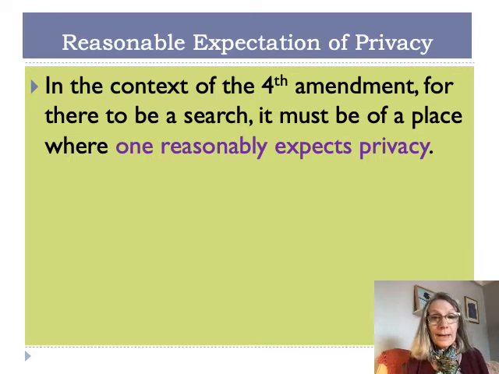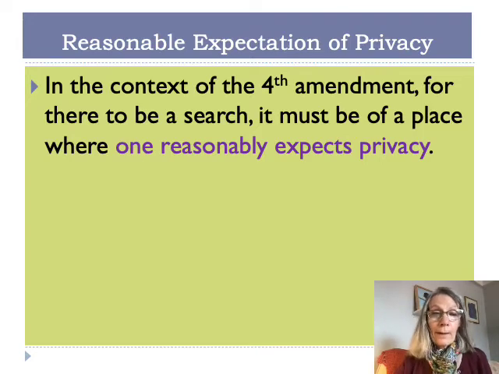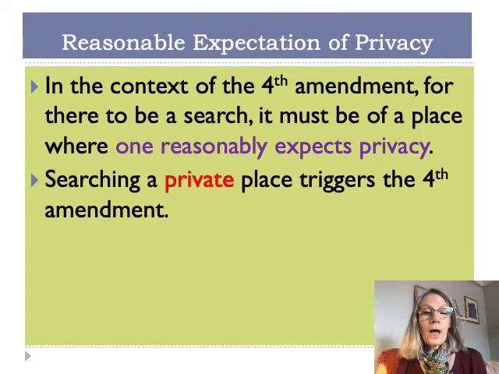And we're going to use some examples in a second to try to figure out what is a place being searched where one has a reasonable expectation of privacy. It's the Supreme Court that tells us, when some area is being searched, you know what, there is a reasonable expectation of privacy around that thing being searched. And therefore, if you want to search that thing, you need to have either probable cause or a warrant. And so if searching a private place triggers the Fourth Amendment.